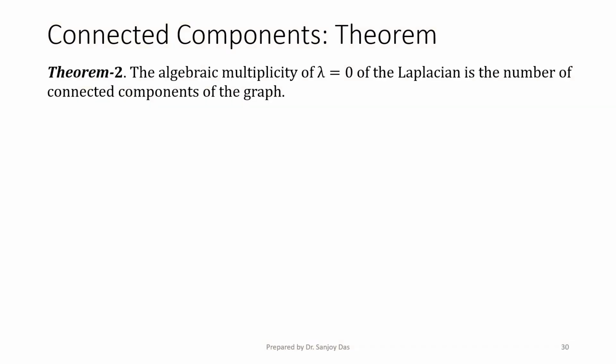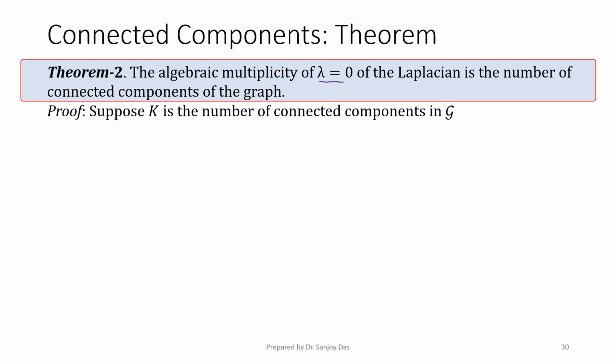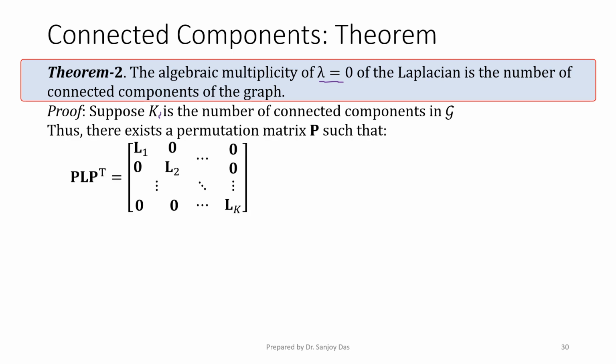So this brings us to an important theorem, the connected components theorem. The algebraic multiplicity of eigenvalue lambda equals 0 of the Laplacian is the number of connected components of the graph. It's an important theorem. Proof. Suppose K is the number of connected components in the graph. Therefore, there exists a permutation matrix P such that PLP transpose is this block diagonal matrix.